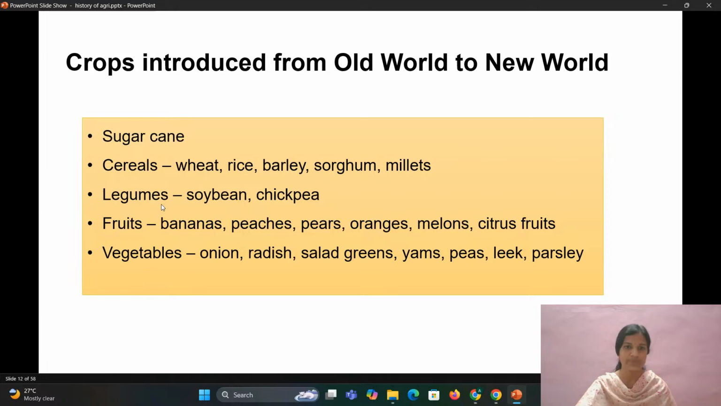Then legumes, soybean, chickpea, then red gram, green gram, black gram, etc. Fruits like banana, peaches, pears, oranges, melons, citrus fruits. Then vegetables like onions, radish, salad greens, yams, peas, leek, and parsley. These were all taken to the Americas from the old world.